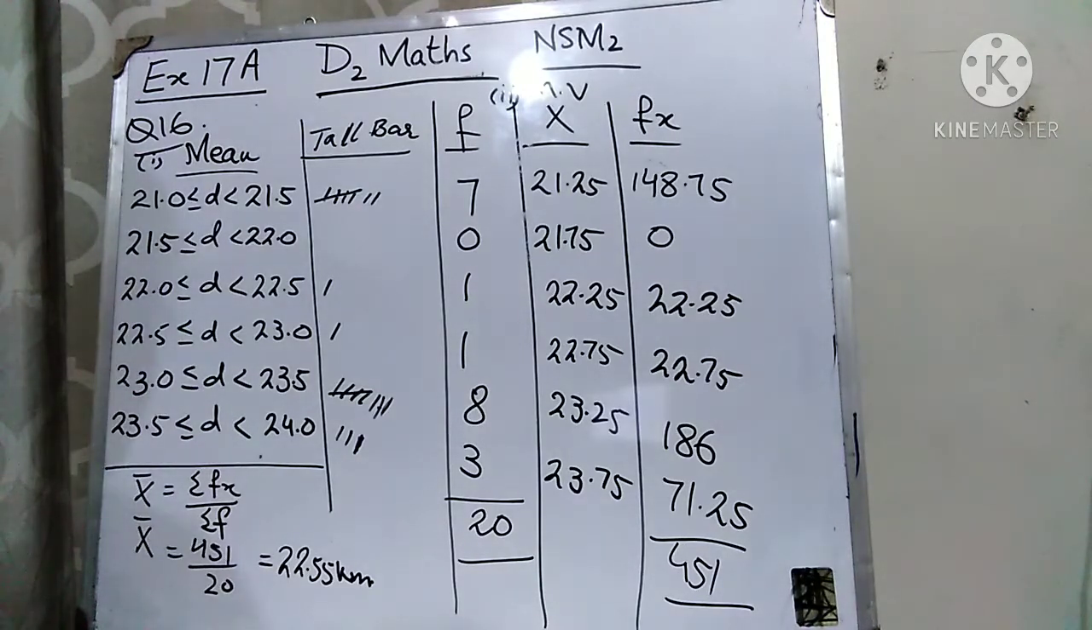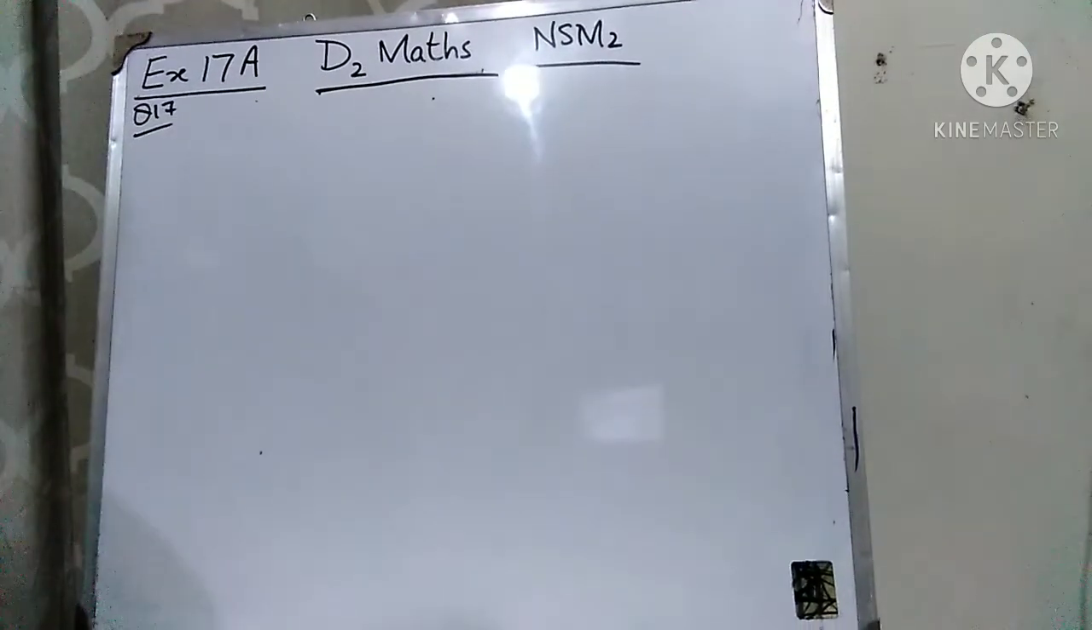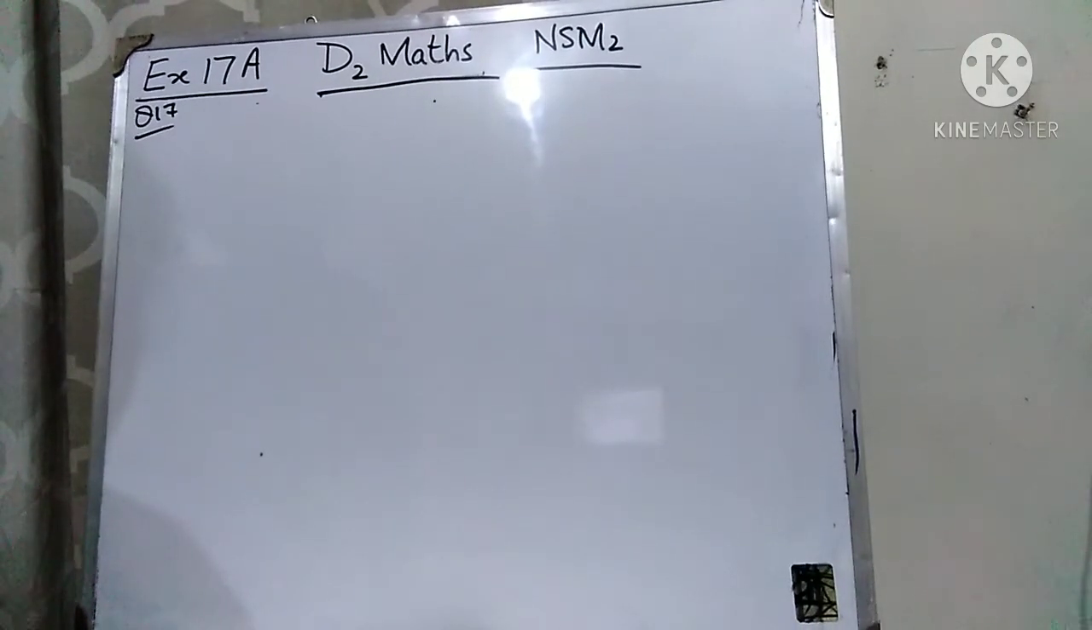Question number 17: the mean of 3 numbers x, y and z is 6 and the mean of the 5 numbers x, y, z, a and b is 8. Find the mean of a and b. So now we are going to find out the mean of a and b. The mean of 3 numbers x, y and z is 6. We do not know the sum of the values, so first we can find out the sum of x, y and z by using the formula.